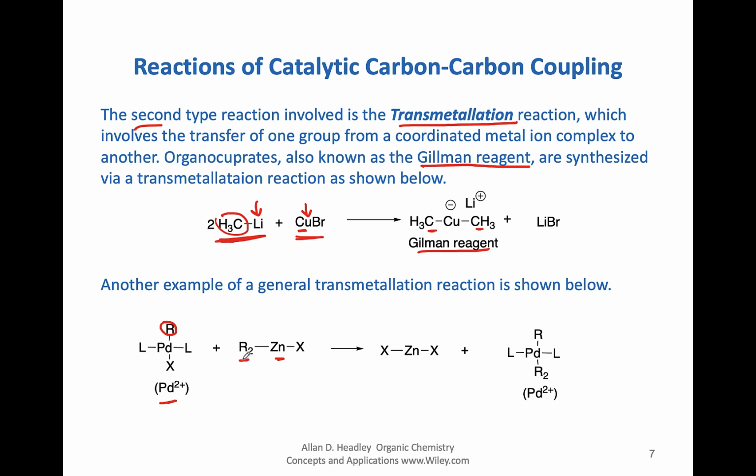R group, another R group or a different R group on it. When the reaction is done, this R group here goes to the palladium, as you can see, here it is, and of course we have zinc as the inorganic product. But the bottom line is transmetallation involves taking one R group from one metal and transferring it to another compound which has a different metal. Transmetallation.